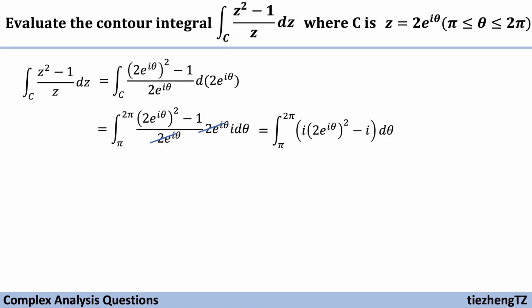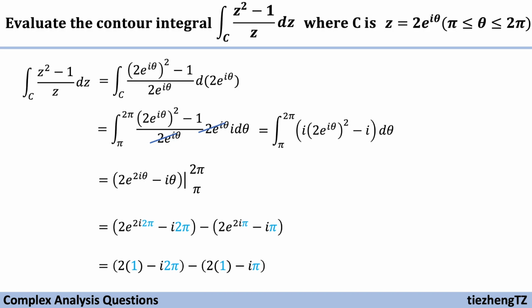And then the next step is that we need to find the antiderivative of this function, which is 2 times e to the power of 2i theta minus i theta. And then we just substitute theta with 2 pi and pi and do the math. Here is the equation, which is 2 times e to the power of 2i times 2 pi minus i times 2 pi, and then minus 2 times e to the power of 2i pi minus i pi.